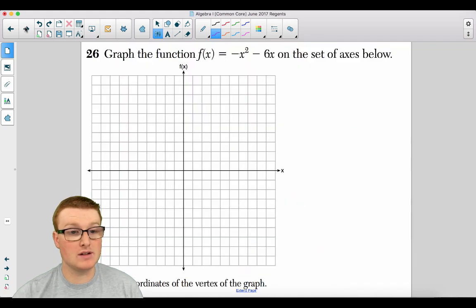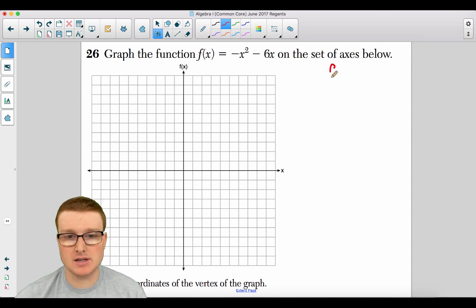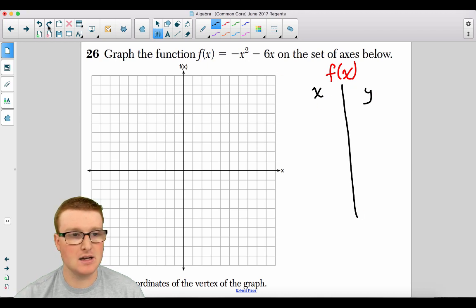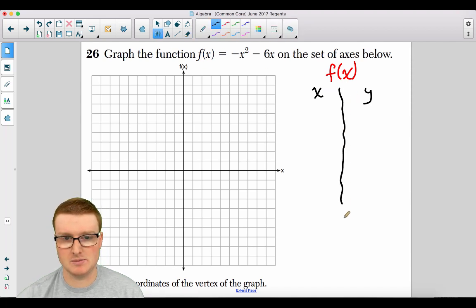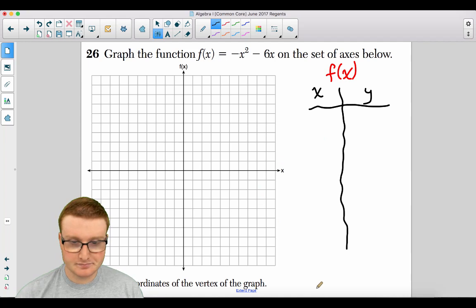Okay, moving on to number 26. Graph the function f of x equals negative x squared minus 6x on the set of axes below. Okay, here we go. I'm going to put f of x over here, and I am going to write an xy table. I'm going to type this into my graphing calculator.